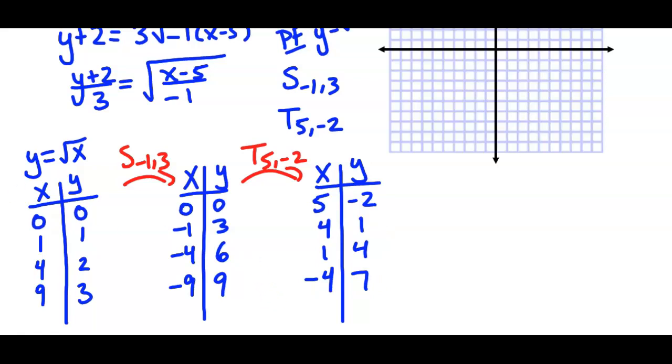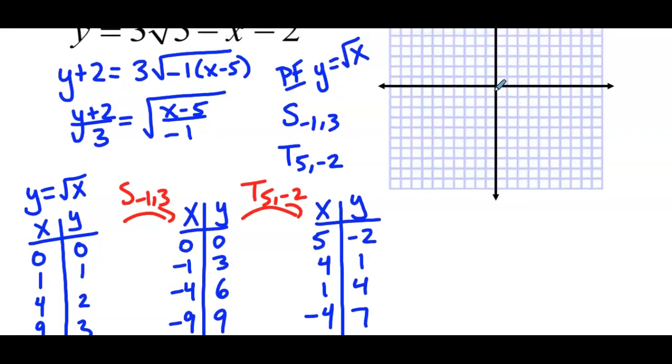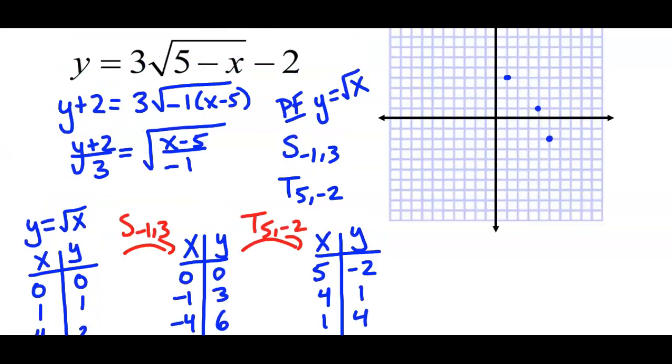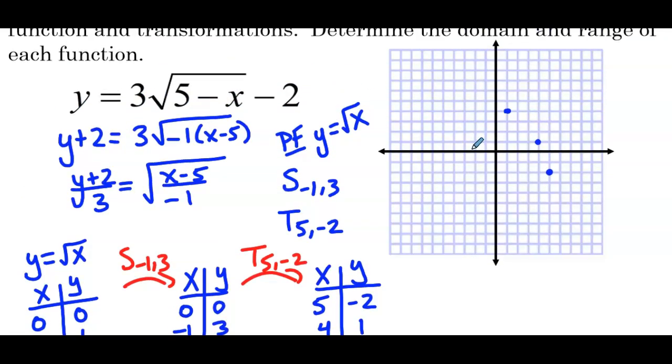Perfect. Okay, so we can plot our points. 5, -2. 1, 2, 3, 4, 5, -2. 4, 1. 1, 4. And -4. 1, 2, 3, 4. 7. 1, 2, 3, 4, 5, 6, 7.